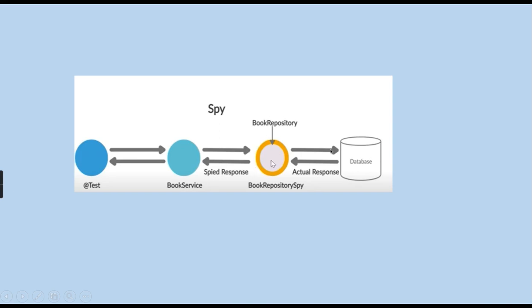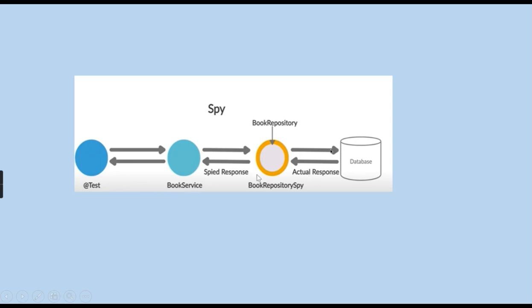In the ideal scenario, our JUnit does not want to interact with the original database. Instead, if we are not interacting with the database, it is spying. That is the reason the book repository is a spy, which means it is a partial mock. If you are not using the original thing, it will still behave like the original object. So here we are spying on the book repository, and the spied response will be sent to the book service, and the service will send the spied response to this test class.